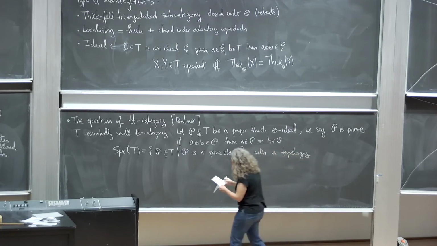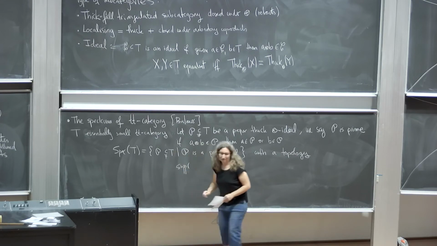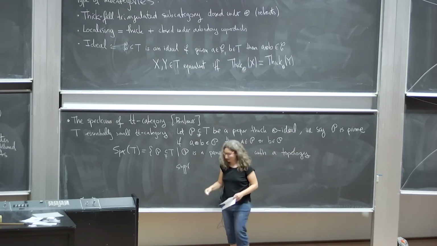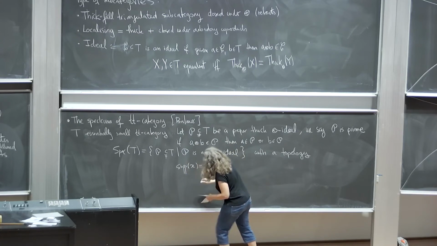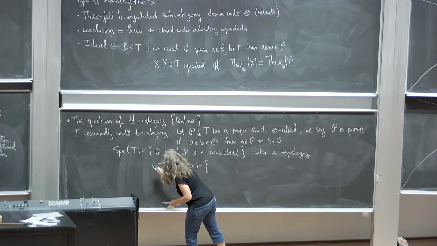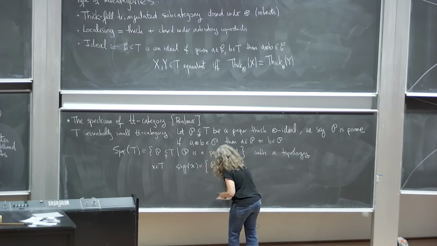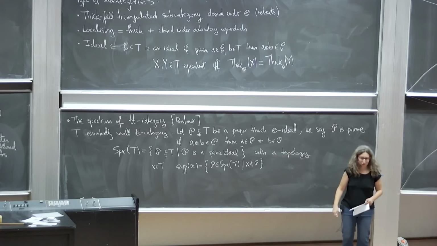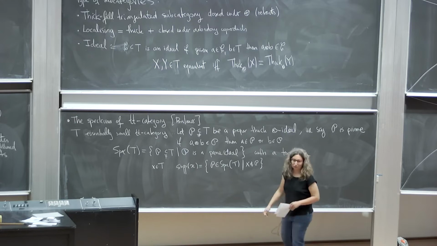And the topology is the following. I'm going to give you a basis of closed subsets, the same way it works in some sense for the Zariski topology. So given X in T, I define the support of X, which is the set of prime ideals P such that X does not belong to P. That will be the support of an object of T, and this is going to give me a basis of closed subsets.